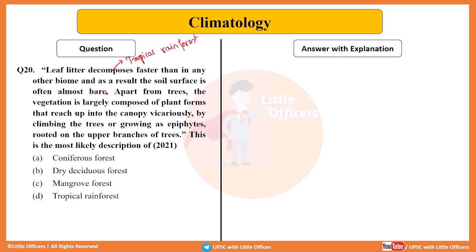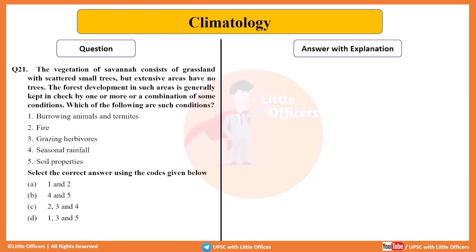Apart from trees, the vegetation is largely composed of plant forms that reach up to the canopy by climbing the tree or growing as epiphytes. Okay, epiphytes, then we can surely go for tropical rainforest. Epiphytes are those orchids which grow on top of the tree branches and all. This generally we see in the tropical rainforest. So the correct answer is tropical rainforest, simple.